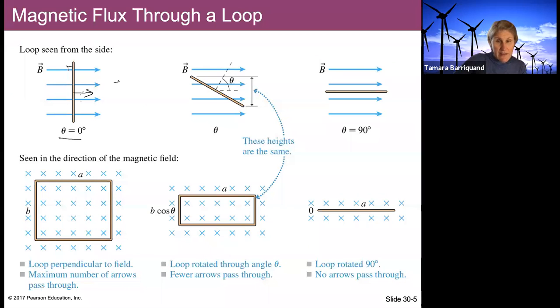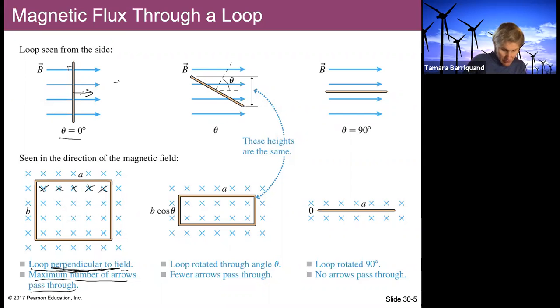And we know that the cosine of 0 is 1. So that's the greatest flux that we can have. Now, that case would look like this: a loop that is perpendicular to a field. That will have the maximum number of arrows that can pass through. These are little arrows that we're shooting through, and we get our max number of arrows if our loop is perpendicular to our field.